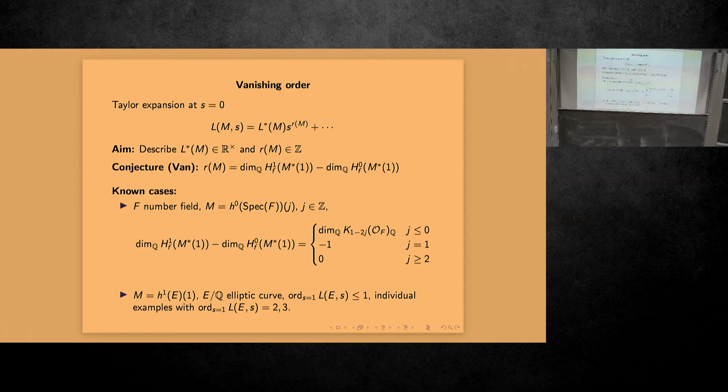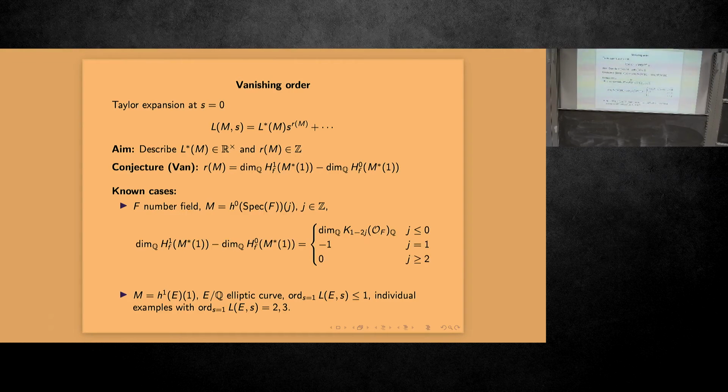So what else is known about vanishing orders? Well, we know a little bit about elliptic curves over Q, but only if the rank is at most 1. So, I mean, the vanishing order or the rank of the group of points. For higher rank, absolutely no information is known.